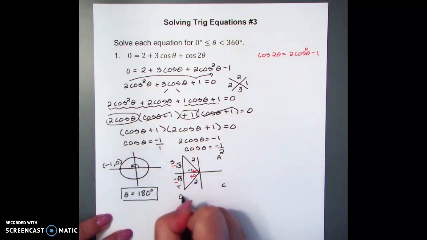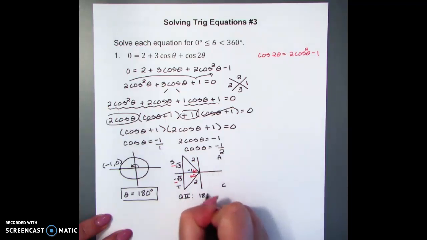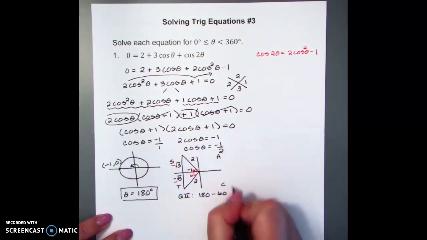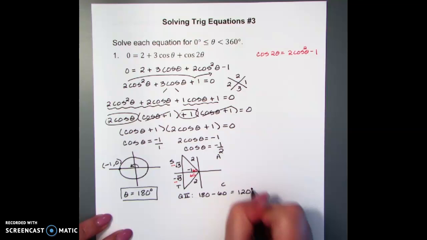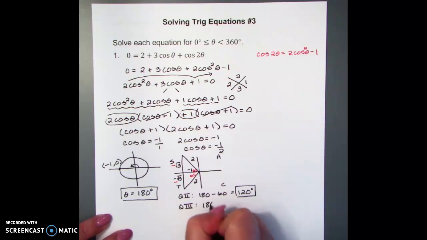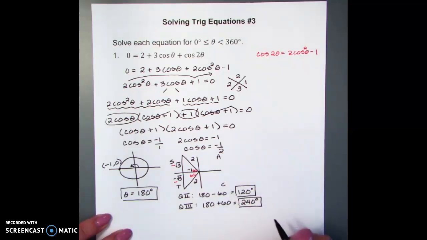So my quadrant 2 answer is going to be 180 minus the reference angle of 60. And so that gives me 120 degrees. And then my quadrant 3 angle is going to be 180 plus 60, which gives me 240 degrees. And so we had 3 answers for that one.